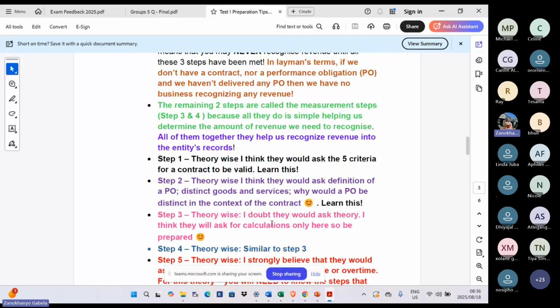And then what else do we have under step number 3? We have significant financing components. That means that if a customer has given us money before we issue the service, it's revenue received in advance. So we will need to account for the time value of money.